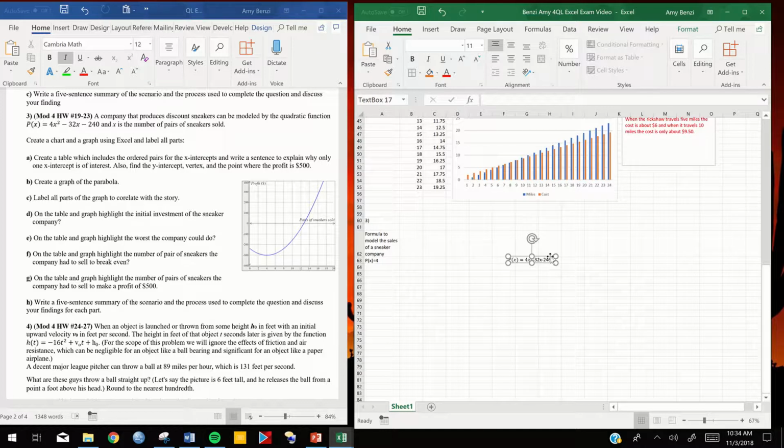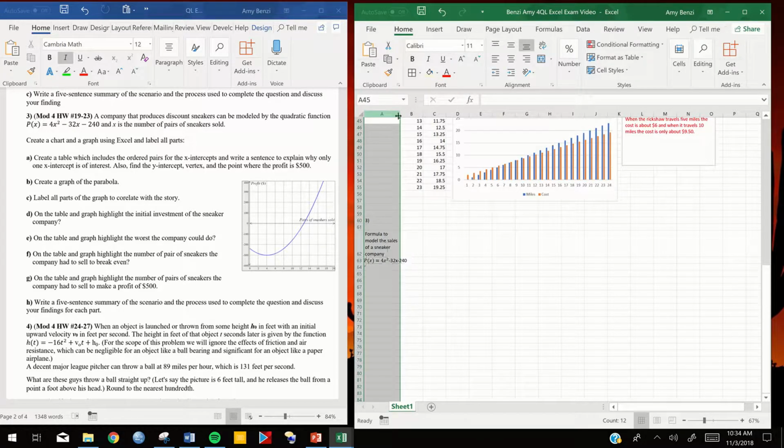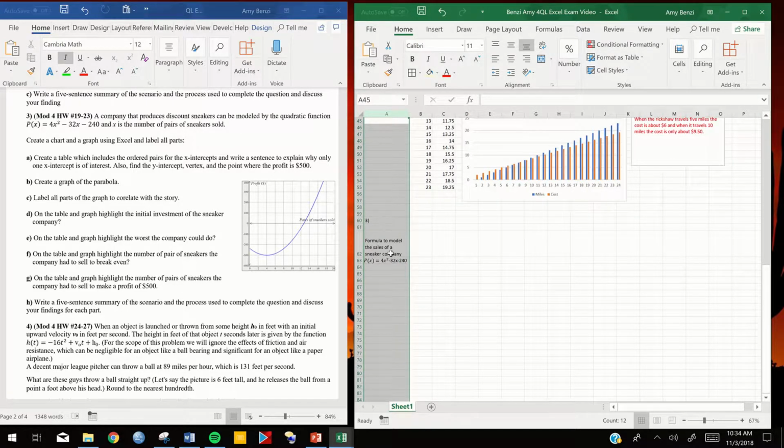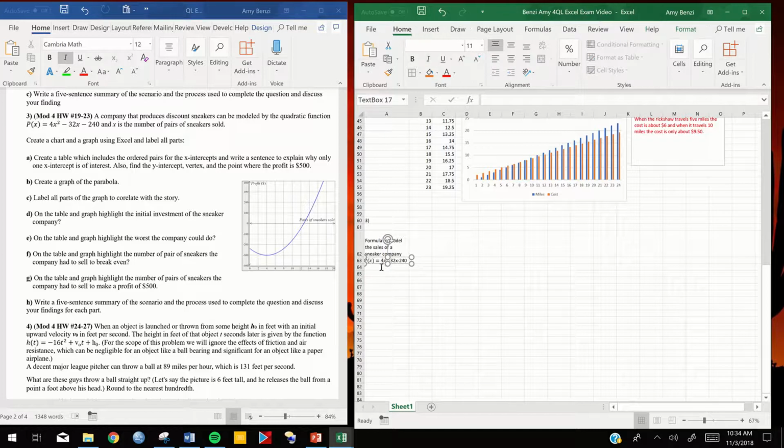Now I am just going to get rid of what's in this cell, and I'm just going to scoot that right over there. I probably shouldn't have done all that with you guys, because you can just use the Shift 6 key and type in P of X equals 4x squared, and that'll be perfectly fine. I just wanted to show you guys how to do the other.